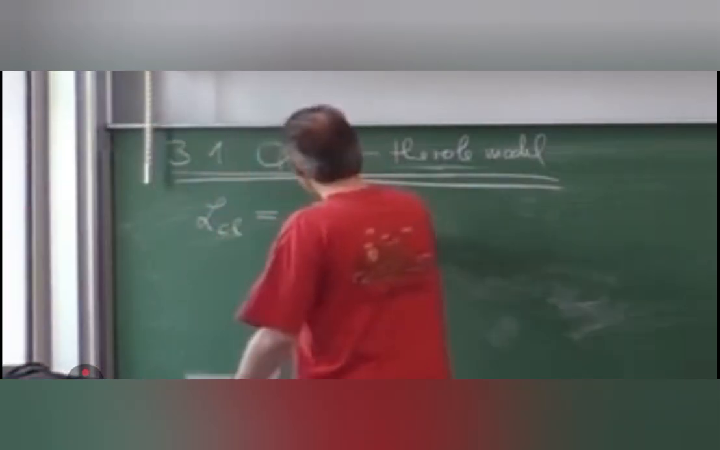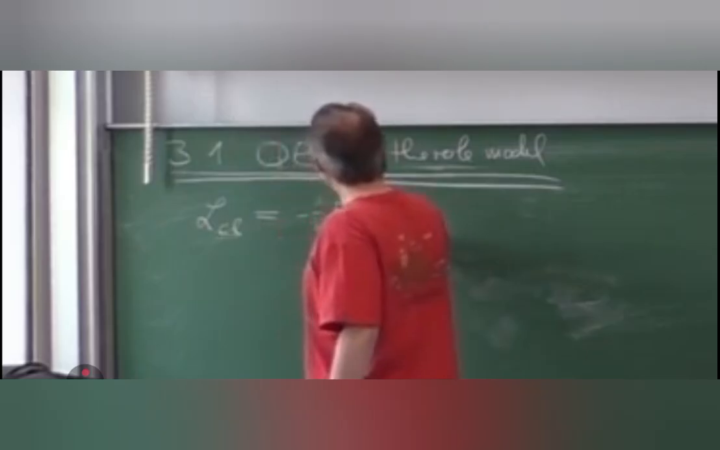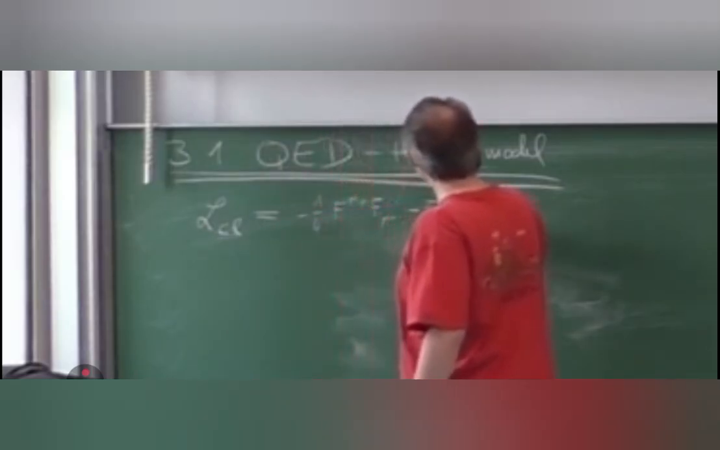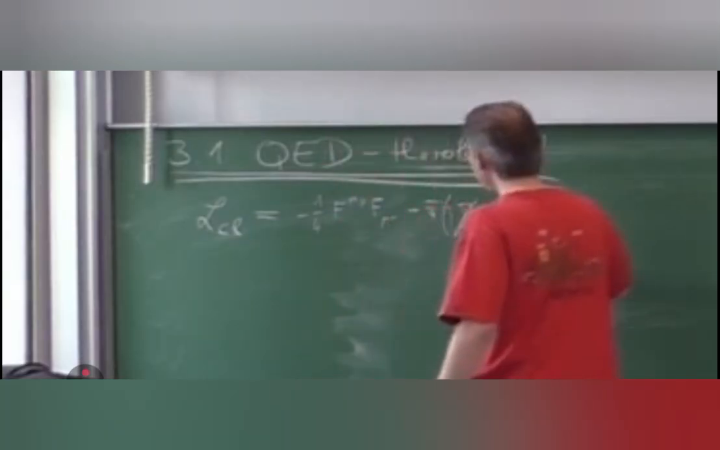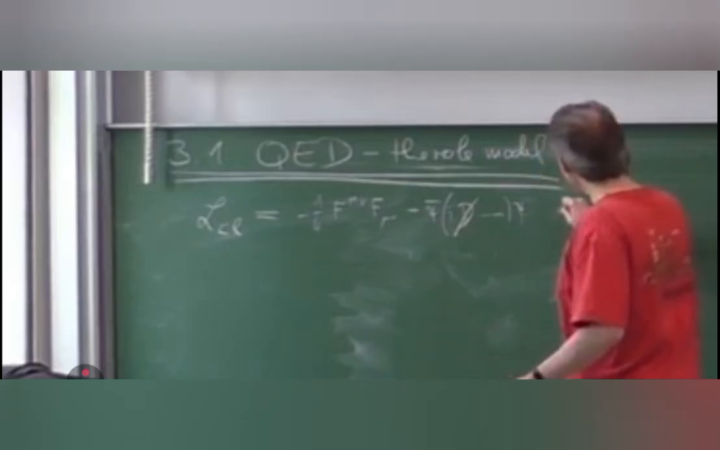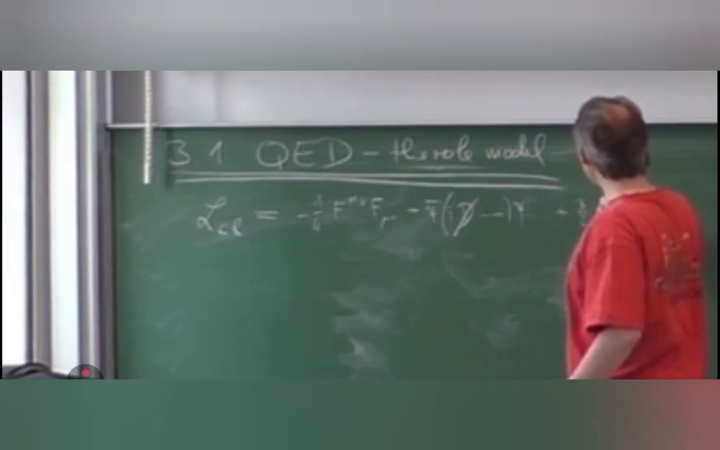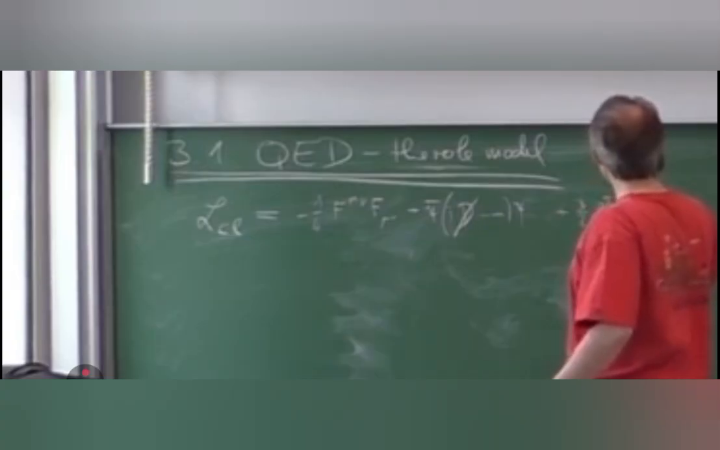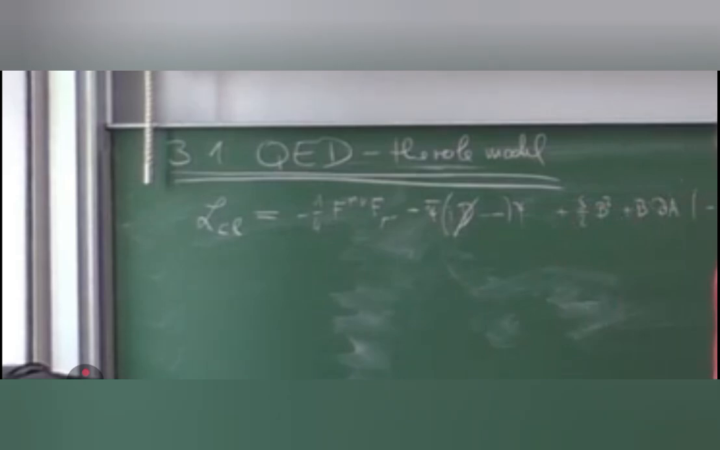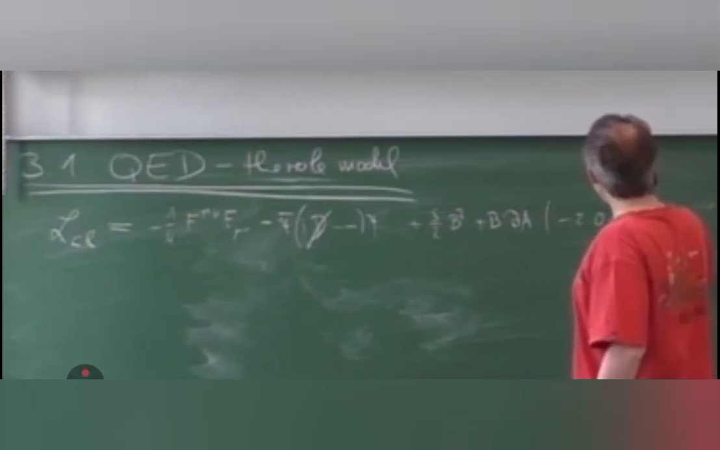The Lagrangian of QED at a classical level is the following: minus 1/4 F_{μν}F^{μν} plus ψ̄ (i D-slash minus m) ψ, with a covariant derivative, and then we have a gauge fixing and ghost term, ξ/2 B² plus B ∂A, and if we want we can add a ghost term, c̄ minus c̄ d'Alembert c.